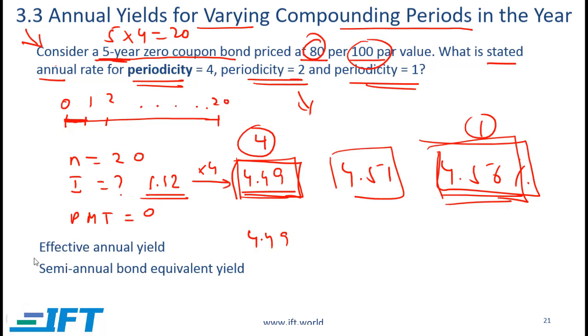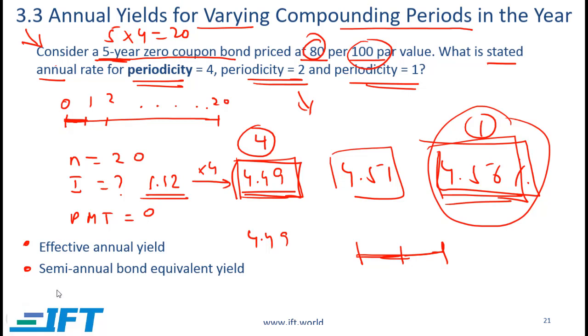There are two more terms that I want to make sure you know. Effective annual yield, this is the stated rate where periodicity is 1, so that would be this number. Since most bonds have a periodicity of 2 because they make 2 coupon payments a year, that is an important term, and that is referred to as the semi-annual bond equivalent yield.